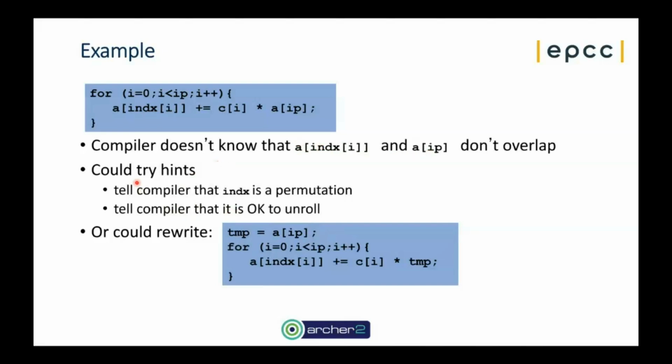And there are ways around this, so you can use a compiler hint to say that index is maybe connected to I in a particular way. You can tell the compiler it's okay to unroll, or you can rewrite this and take that A out of the right-hand side, turn it into a temporary variable, because it's not changing as we go around the loop. And that gets rid of that problem for the compiler here.